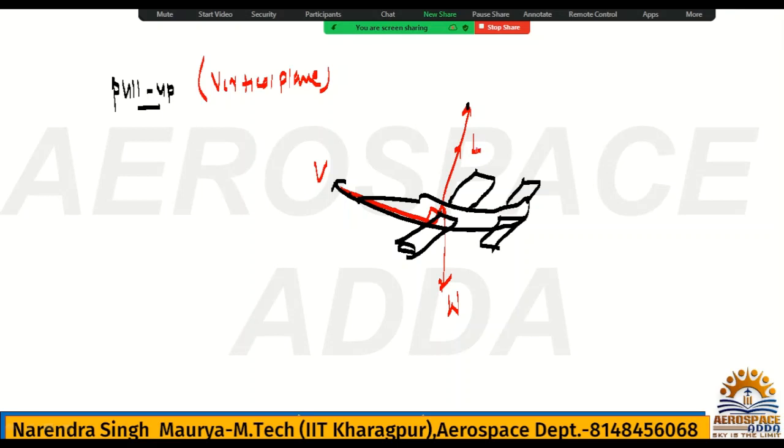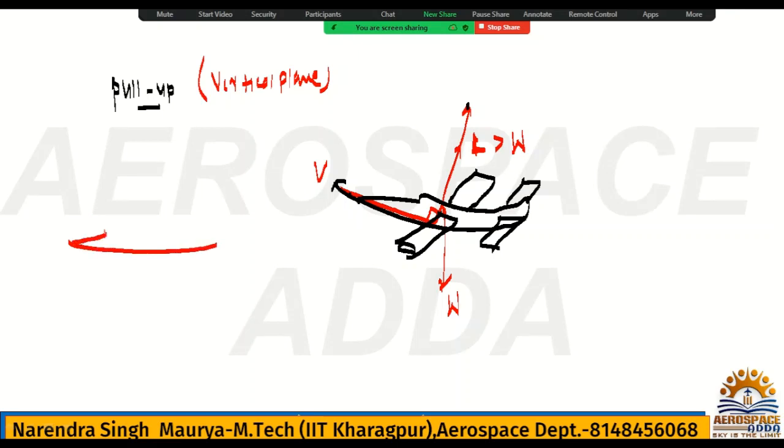Whatever the lift force, that lift force will be greater than weight. Then only it is going to pull up. If it is gaining altitude, it means lift is greater than weight. If lift is equal to weight, then it is steady level. Yes or no?